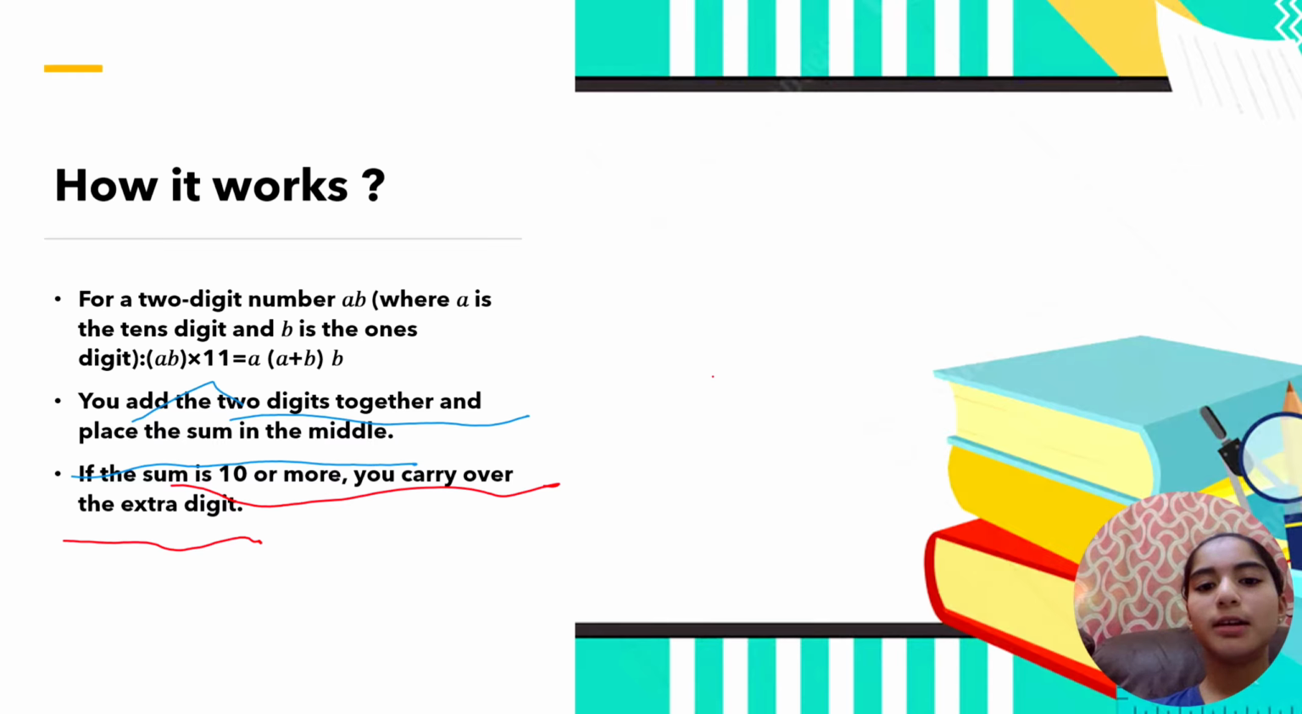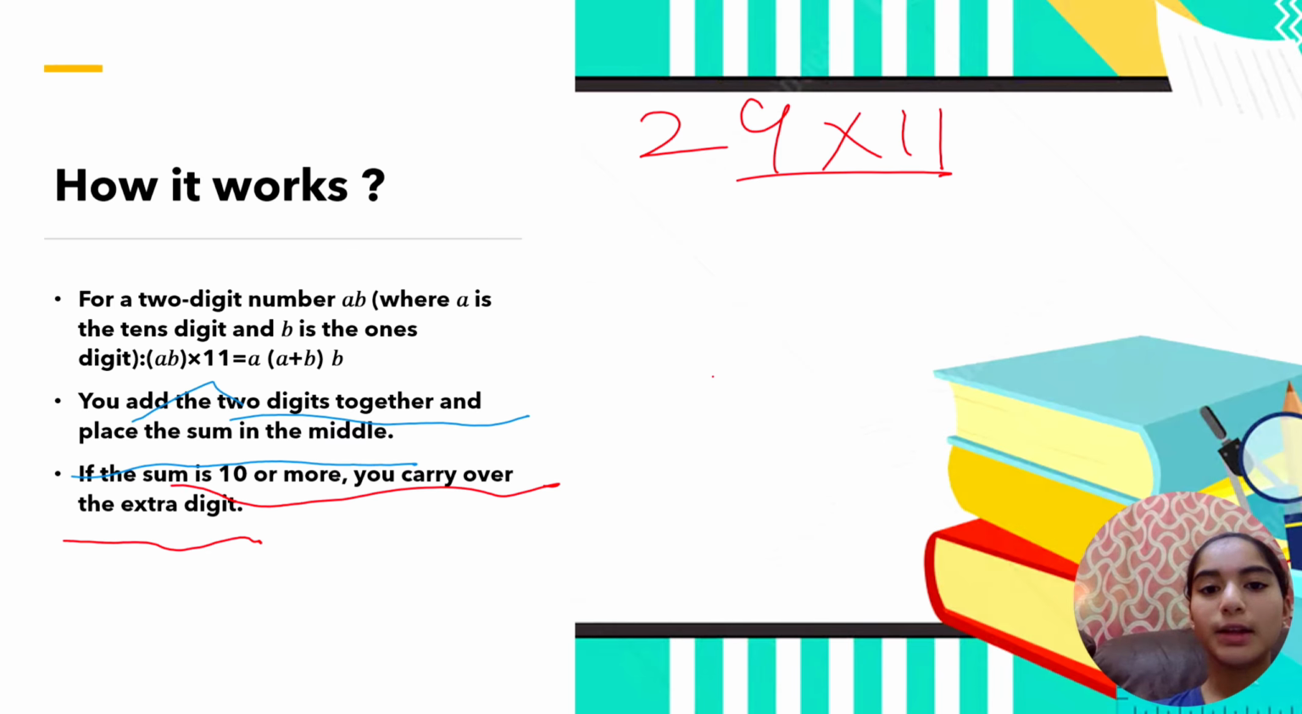Let's think of a number, 29 into 11. Let's see if you can try to do this. Pause the video if you need some time.